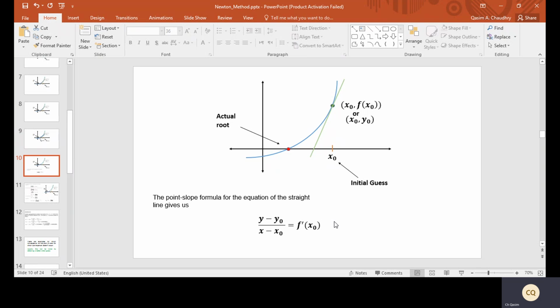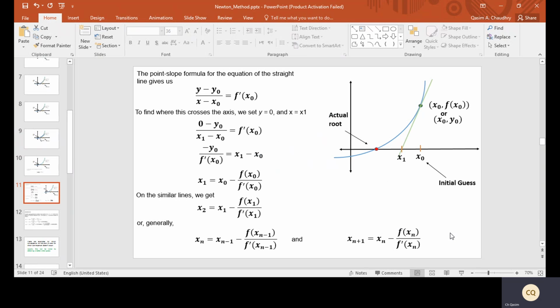So y minus y naught over x minus x naught, basically this is the formula for the slope. So slope is the derivative. So students, this was your first step. And now the next step is very simple, and you will derive this formula very automatically, just by following the steps.